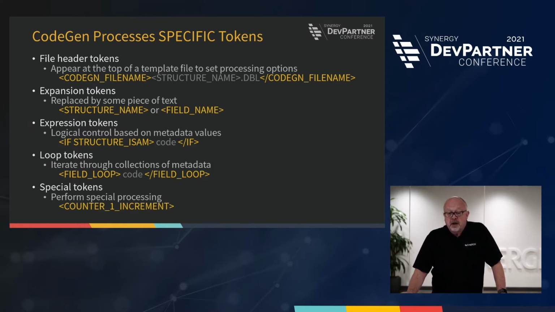And then we have special tokens. An example of a special token is counter one increment. I'll talk about counter tokens a little bit more, but it basically causes something to happen inside the code generation engine while you're processing the template.